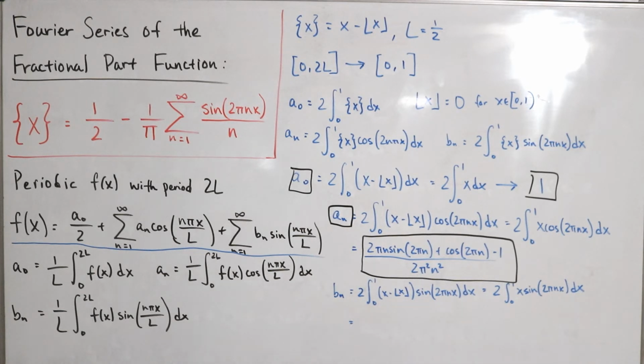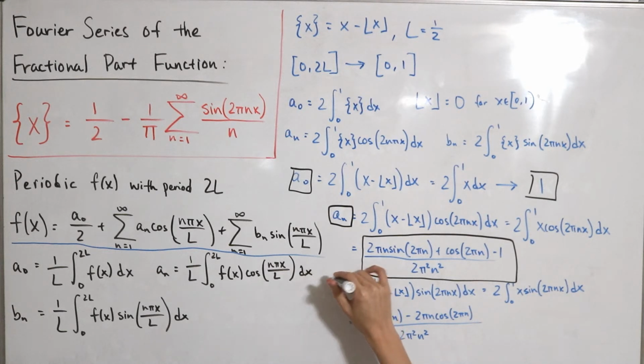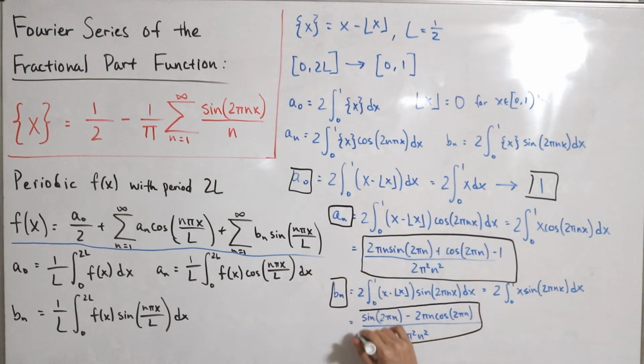But now you're going to get the value is going to equal sine, and then also do a little bit of simplifying as well. Sine times 2 pi n, then subtract 2 pi n multiplied by cosine of 2 pi n. All this being divided by 2 pi squared then times n squared. Okay, and just like that, we have found our values for the coefficients of a sub 0, b sub n, and a sub n. I got that backwards. No worries about that.